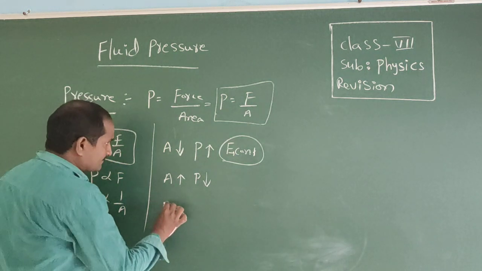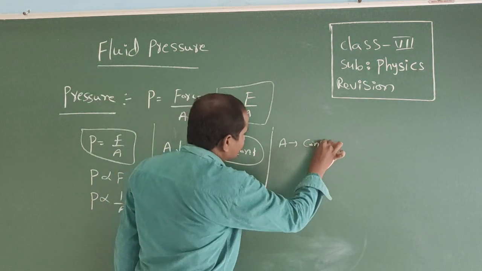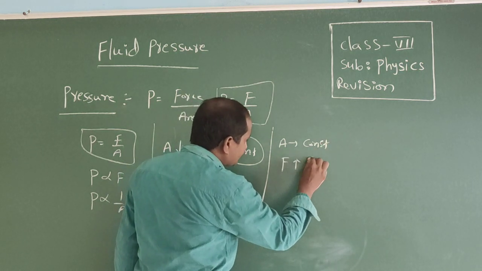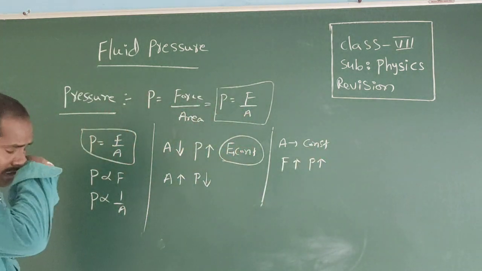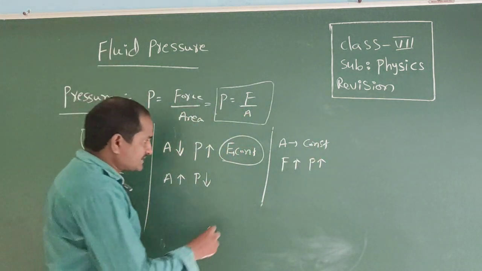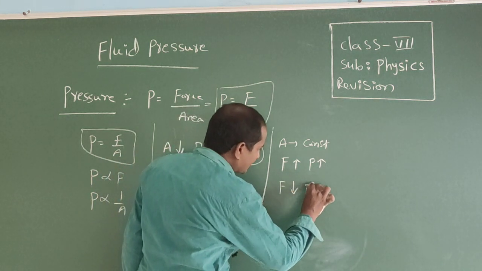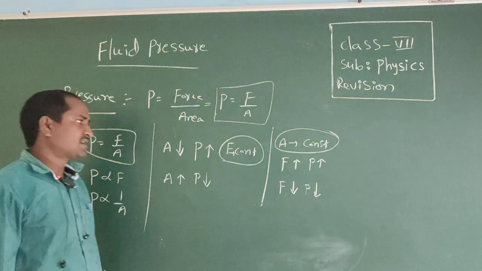Now, if area A is constant and force is increased, pressure also increases. At the same time, if force is decreased, then pressure is decreased if the area of cross section is constant.